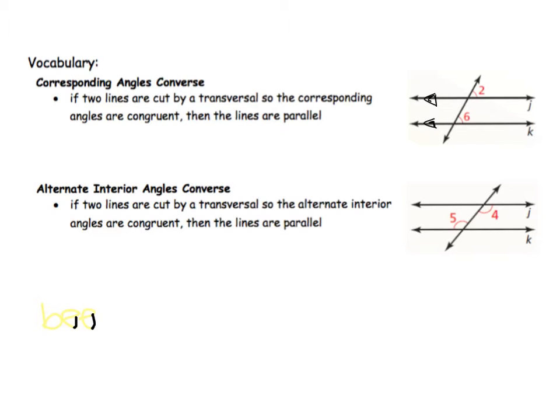Okay? Then we have alternate interior angles converse. That if two lines are cut by a transversal, so here's your transversal, okay? So that the alternate interior angles are congruent, then those lines are also deemed as parallel.